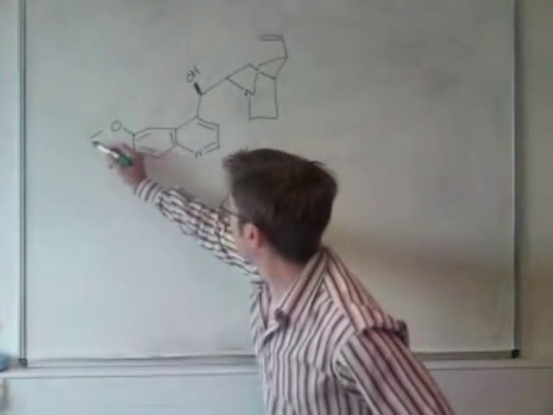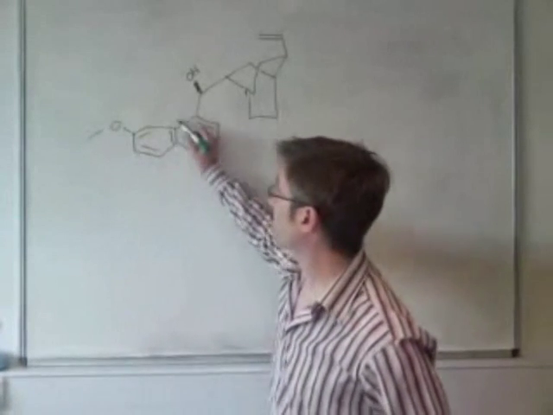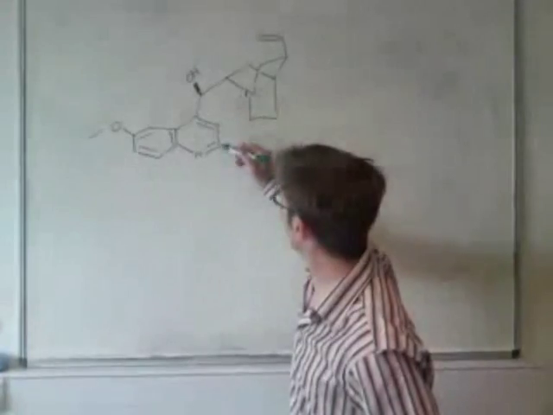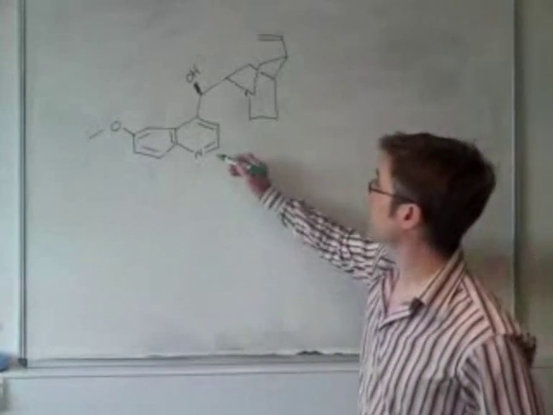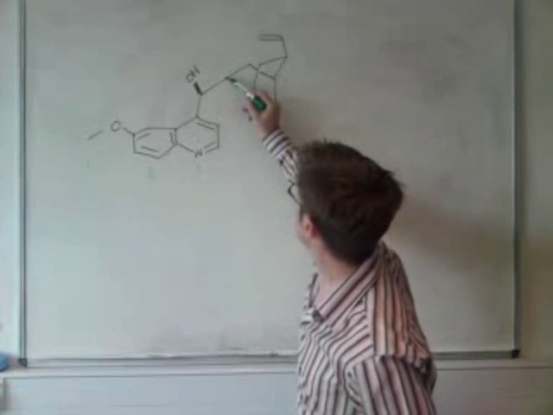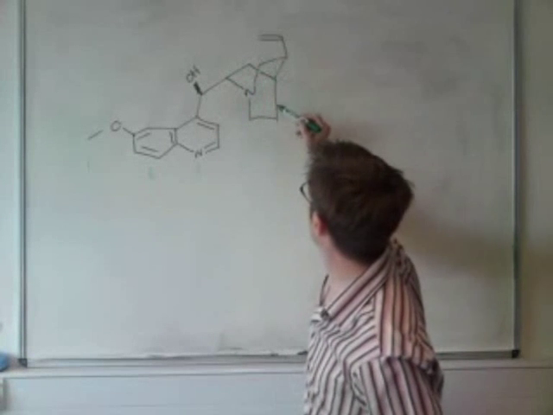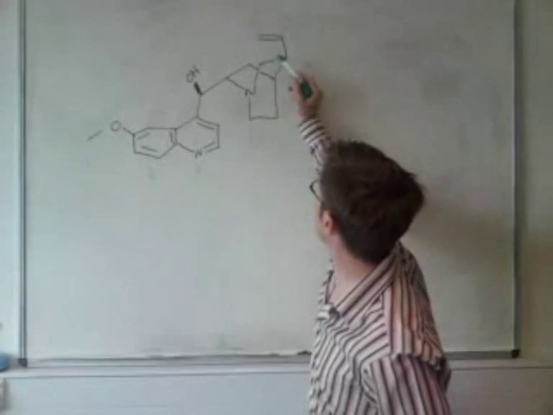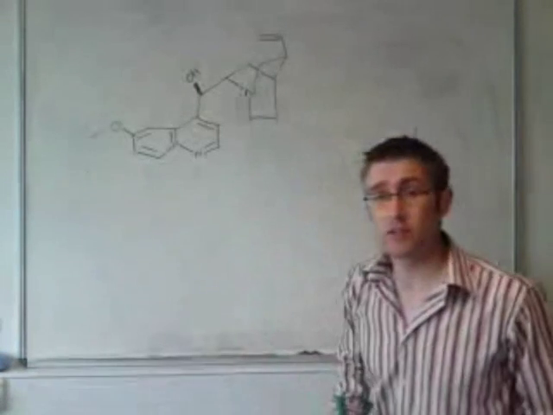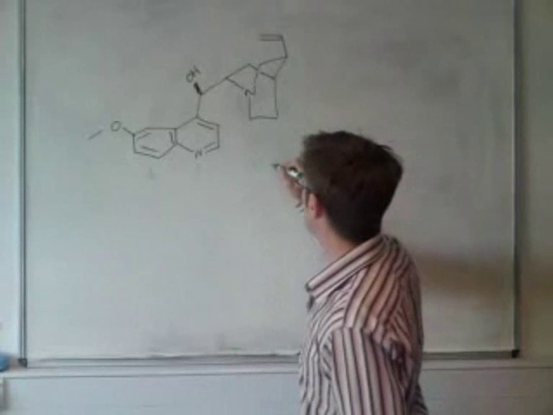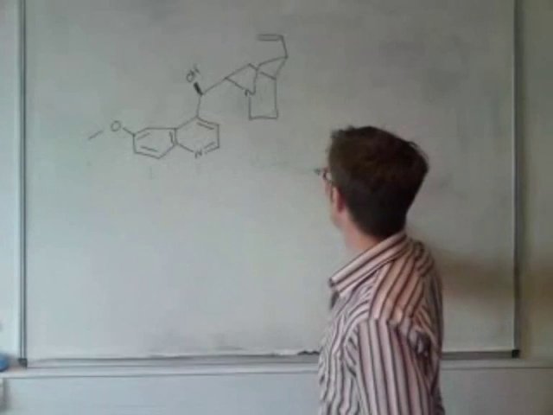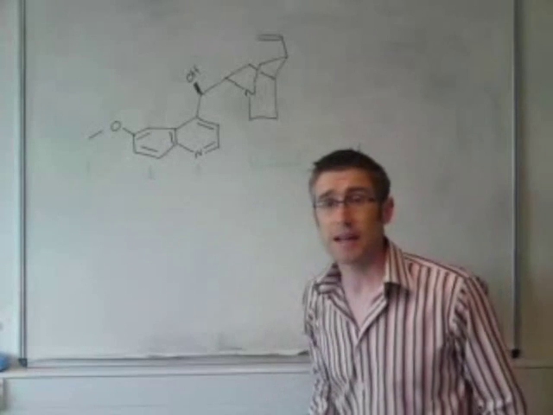Well, we have one carbon atom here. We have 6 carbon atoms in this benzene ring. We have 1, 2, 3 remaining carbon atoms in this pyridine type ring. Then we have 1, 2, 3, 4, 5, 6, 7, 8, 9, 10 carbon atoms in the remaining framework. So in terms of carbon atoms, that should give us 20 carbon atoms.